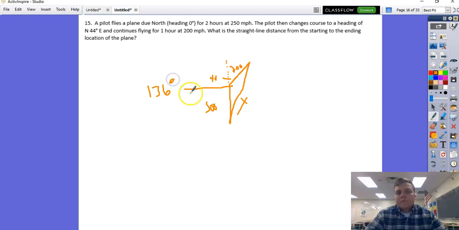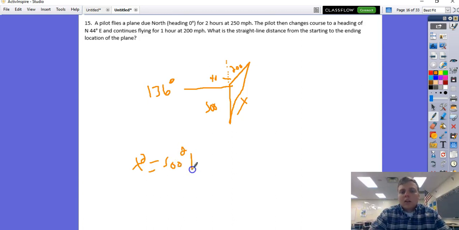Okay? So then, this is a perfect law of cosines problem. I have the angle across from x. I don't have any other angles. I know the other two sides. So I could just say x squared is equal to 500 squared plus 200 squared minus 500 times 200 times cosine of the angle opposite the side I'm trying to find. I should have put that in parentheses. Oh well, it's not a big deal. So that's 136. So this is all now a calculator problem.